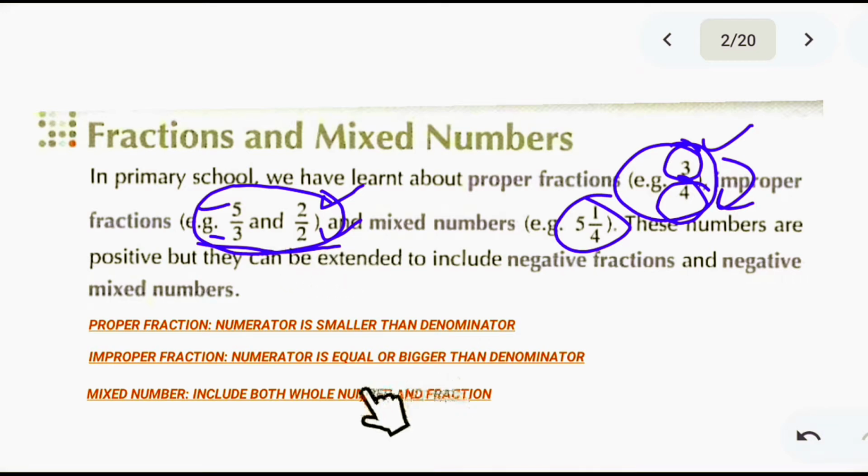Another type is the mixed number. A mixed number includes both a whole number and a fraction. An example of this is 5 1/4. 5 is a whole number and 1/4 is a fraction. So these are the different concepts that we have already learned in previous classes. In today's lecture, we are going to understand the concepts of negative fractions and negative mixed numbers.